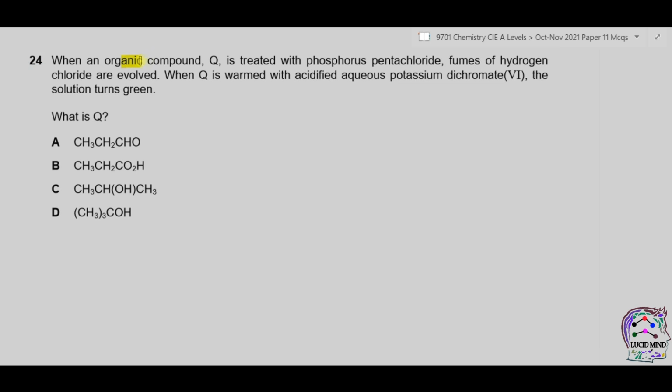Question 24. When an organic compound Q is treated with phosphorus pentachloride PCl5, fumes of hydrogen chloride are evolved. When Q is heated with acidified potassium dichromate(VI), which is oxidizing agent, the solution turns green. What is Q? It says when Q is heated with oxidizing agent, the solution turns green. It means Q is further oxidized. Now we have aldehyde functional group, C double bond O H. This can be further oxidized with potassium dichromate to form carboxylic acid.